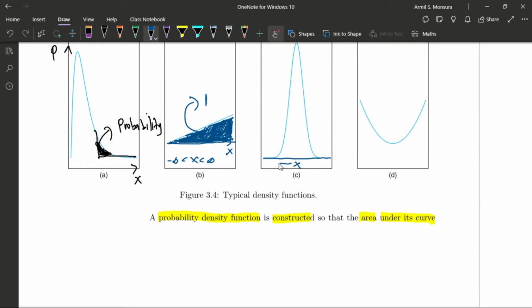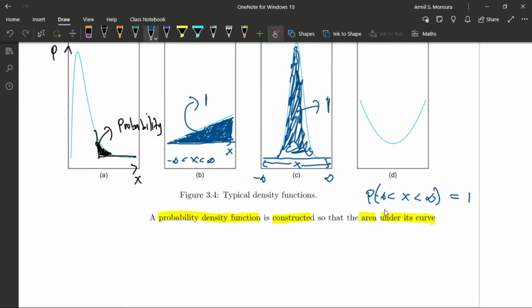If this is the entire x, from negative infinity up to positive infinity, the area under this curve should equal 1. That is because, since areas represent probabilities, the entire area should equal the probability of your random variable assuming all possible values of x. So in that case, that probability should be equal to 1.